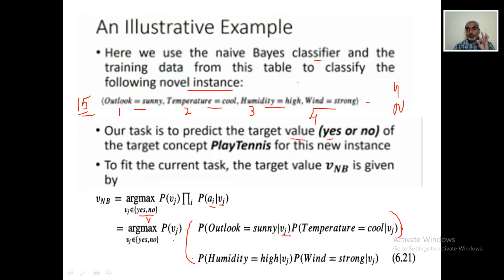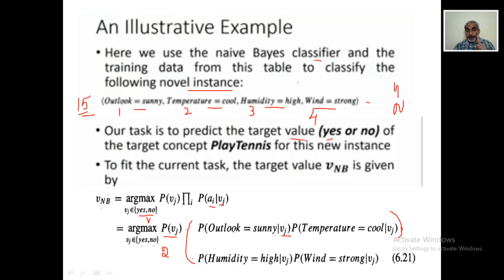Now you observe, listen carefully, how many probabilities you have to find out. First you have to find this first term. In the first term, how many probabilities are you going to get? Probability of yes, probability of no. So here you get two probabilities, right? You are going to calculate two probabilities.